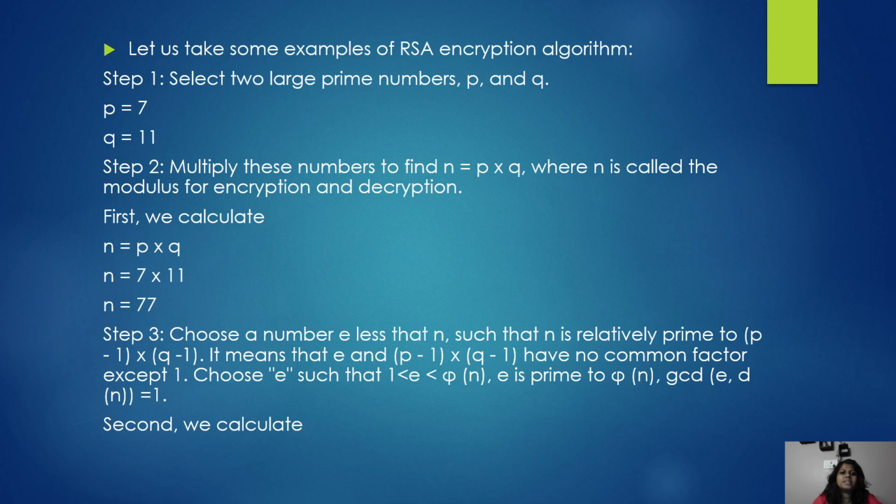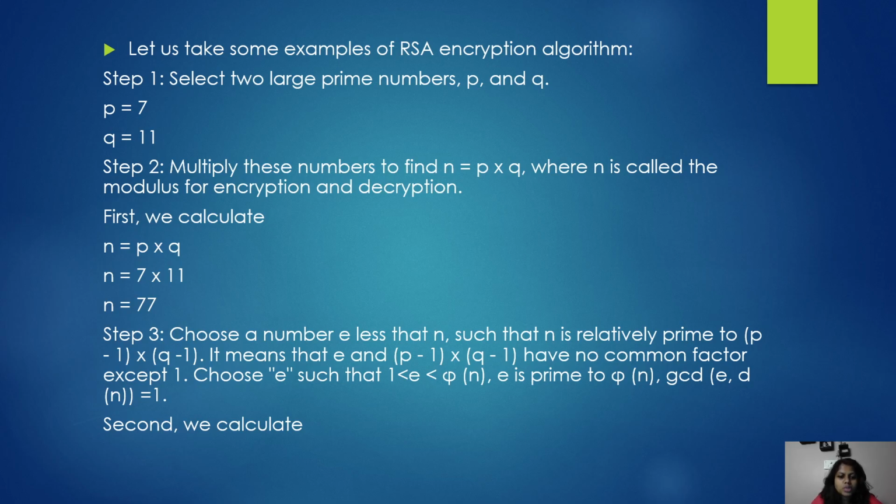Let us take an example of the RSA encryption algorithm. Step 1: select two large prime numbers P and Q. Here we are taking P as 7 and Q as 11. Step 2: multiply these numbers to find n equal to P into Q, where n is the modulus for encryption and decryption. So n is equal to P into Q, that is 7 into 11. Therefore n is equal to 77.